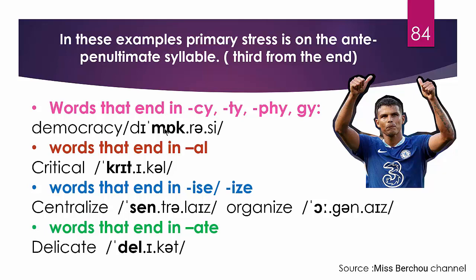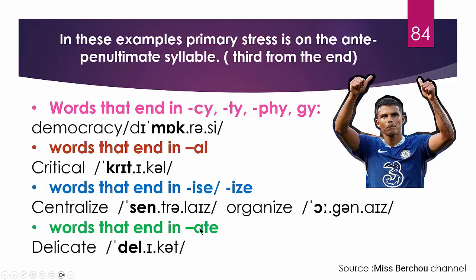Words that end in L, like critical, digital, magical. So cal, 1, 2, 3. We put the primary stress here. Okay. Words that end in ize, like centralize, 1, 2, 3, primary. Organize, 1, 2, 3, primary. Okay.